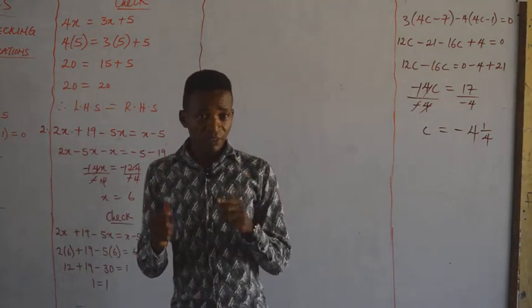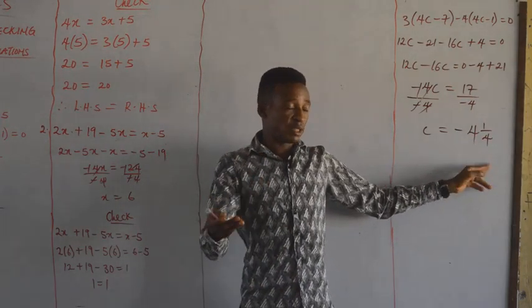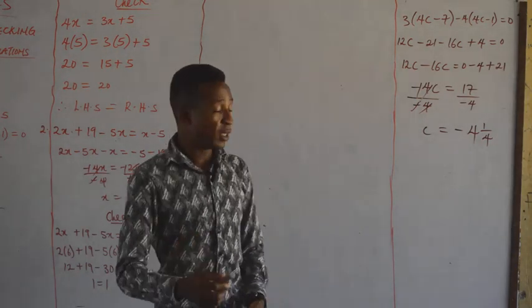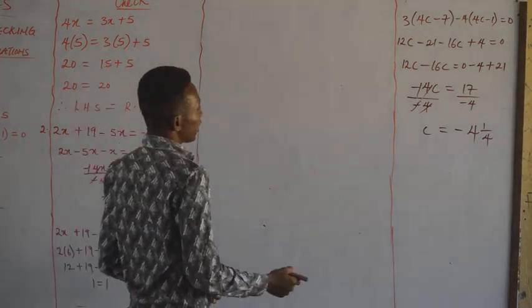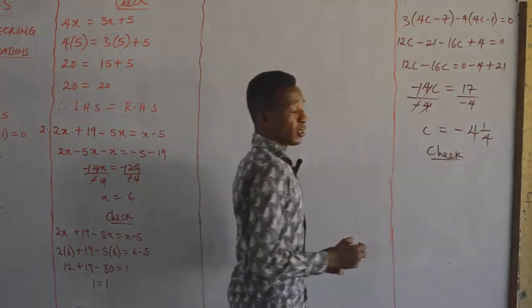But if you can convert it to this last stage, it's advisable. You can convert it there, because you never can tell what the person is looking out for. That's the person that marks it. So let's now check if our answer is correct or not.